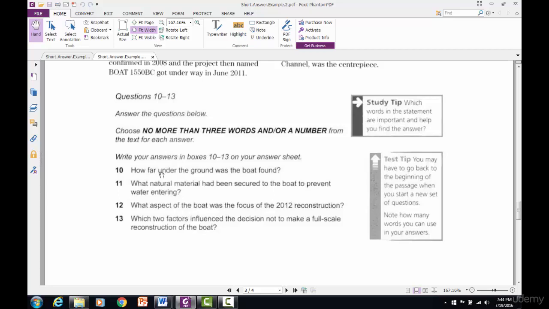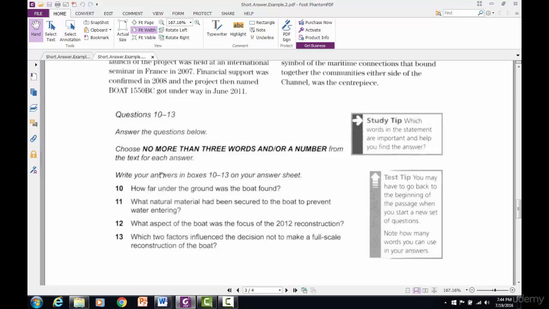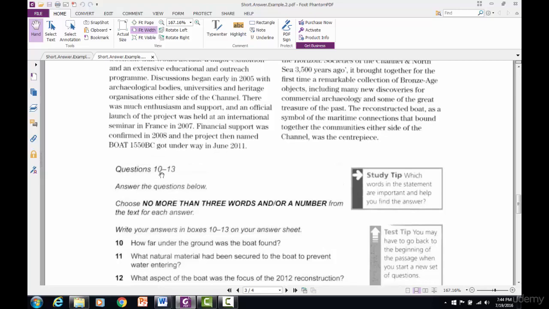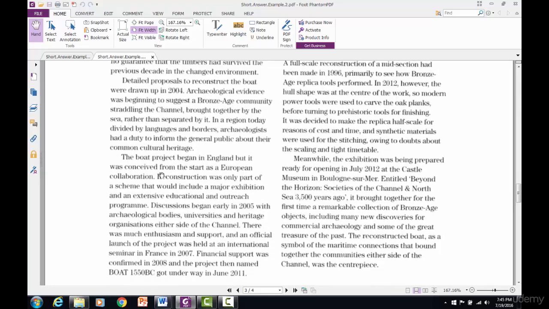How far under the ground was the boat found? Keywords are under the ground. All right, so what's also helpful with number 10 is that we know we're looking for a number, because it says how far under the ground. So we know we're looking for a measurement. So number 10 was actually pretty easy to do properly.